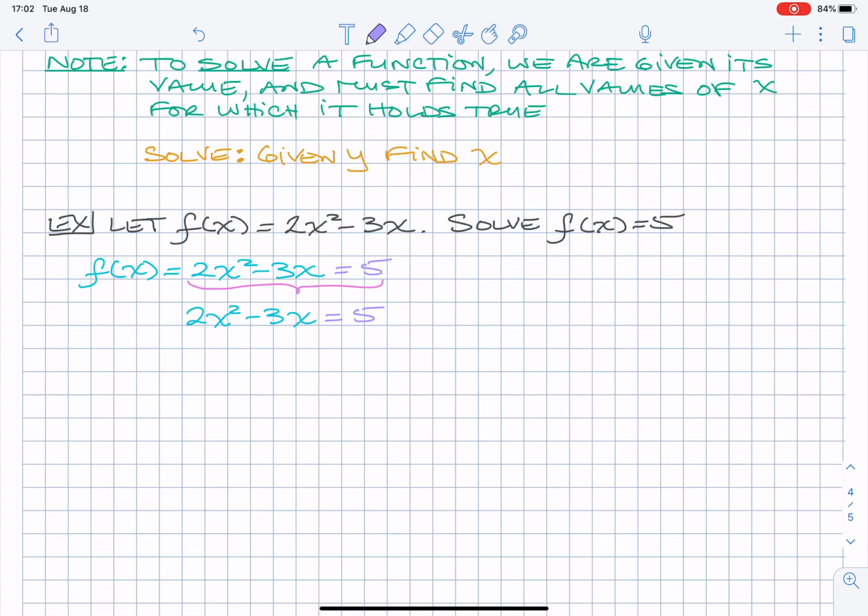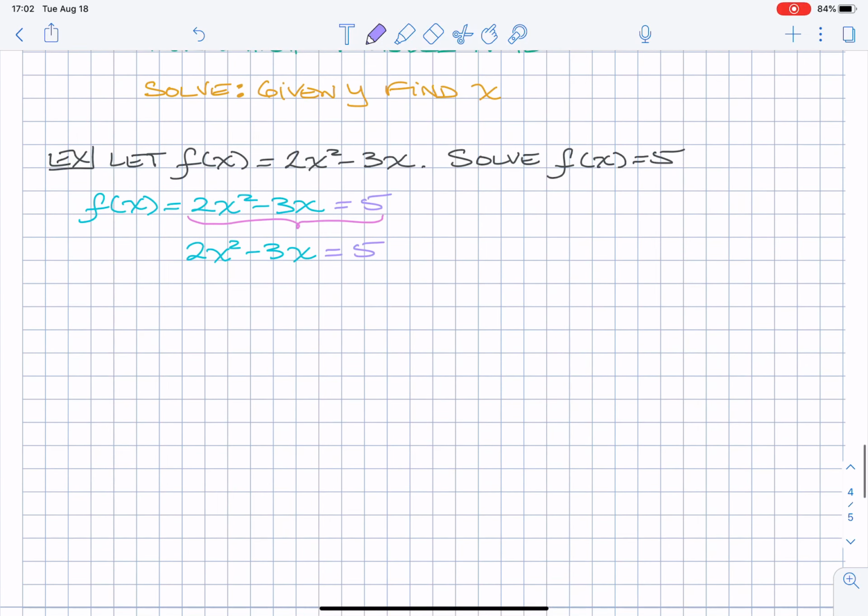We want to solve for x, but this is quadratic, so I need to set it to 0. So this becomes 2x squared minus 3x minus 5 is equal to 0. So now I need to factor this. This is the AC method of factorization. Looking at my coefficients, a times c, 2 times negative 5 is negative 10. So I want two numbers that multiply to negative 10 and add to b, which is negative 3. That'll be negative 5 and positive 2.